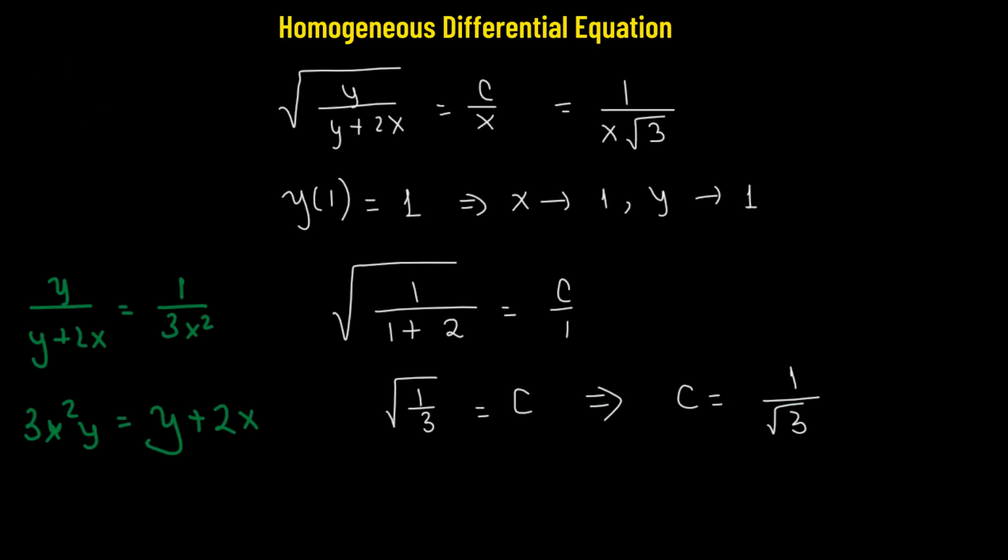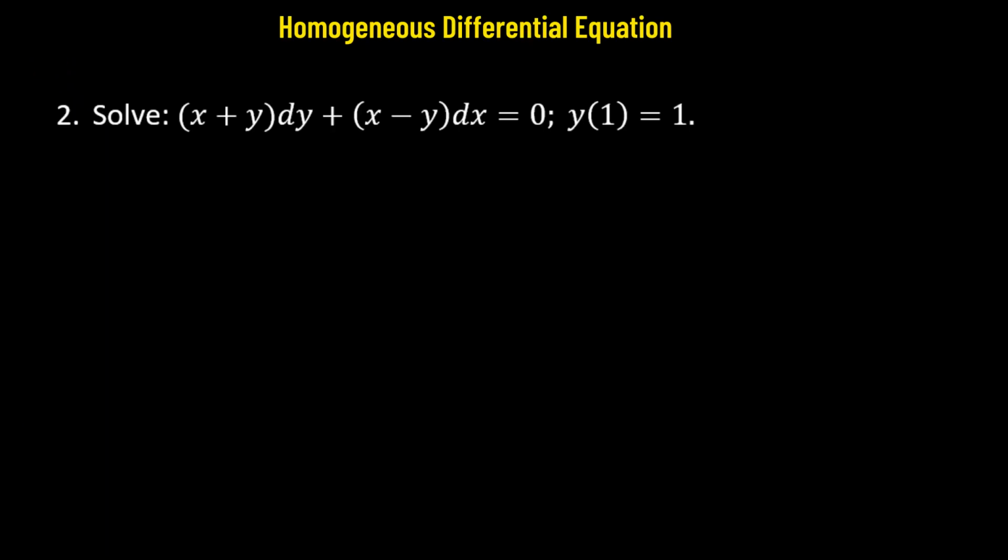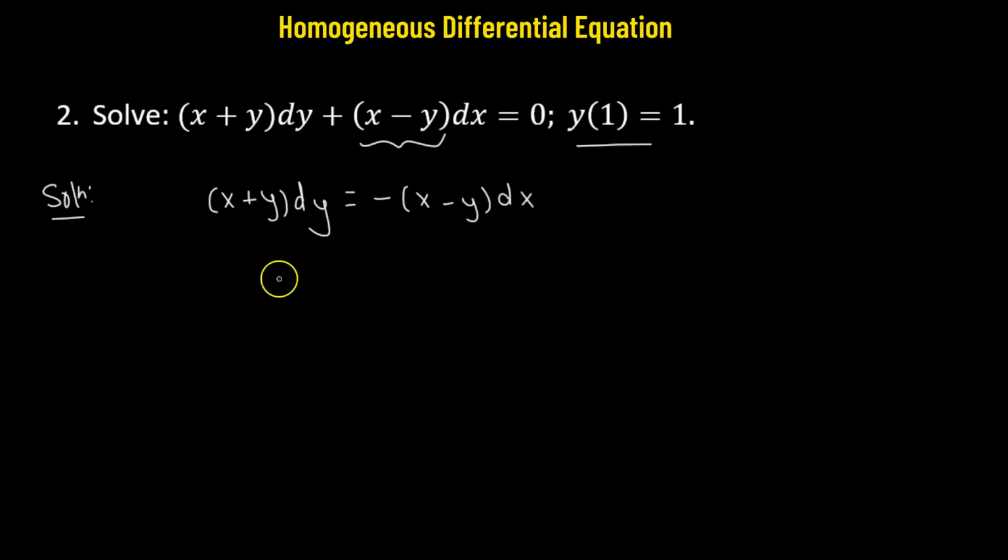Let's do another problem. So here we have the following differential equation with this initial condition. So let us begin. We have x plus y times dy. Let's take the second term to the right hand side. So that will be negative times x minus y dx.